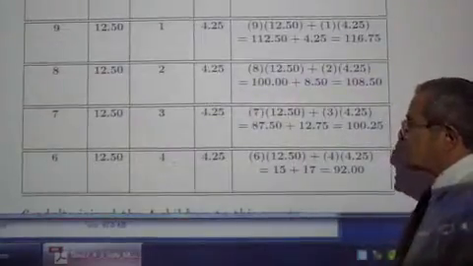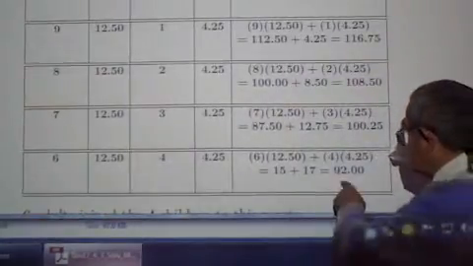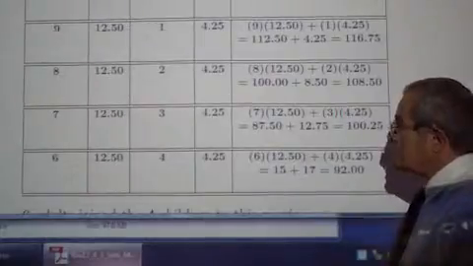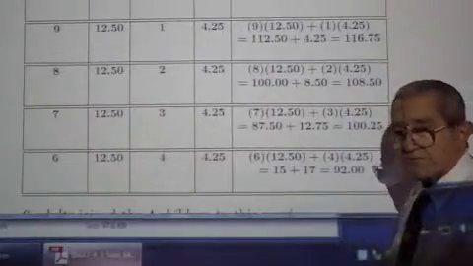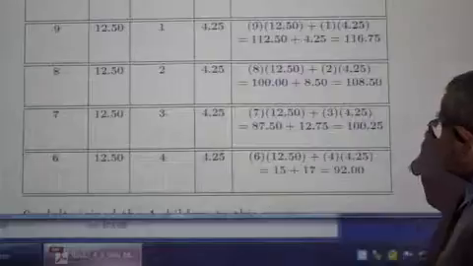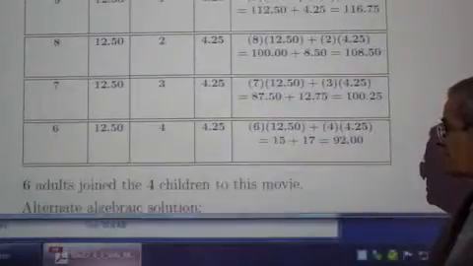So how many adults and how many children can go with a budget of 92? 6 adults and 4 children. Is there a magic way of solving this? Yes, there is.